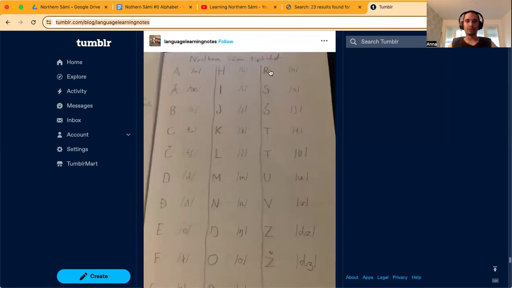It's actually 2 empty pages. In my own notebook, I just needed 1 page for the alphabet. The other, which you cannot see, I've drawn the map of the areas where Northern Sámi is spoken in northern Finland, Sweden, Norway, and Russia.